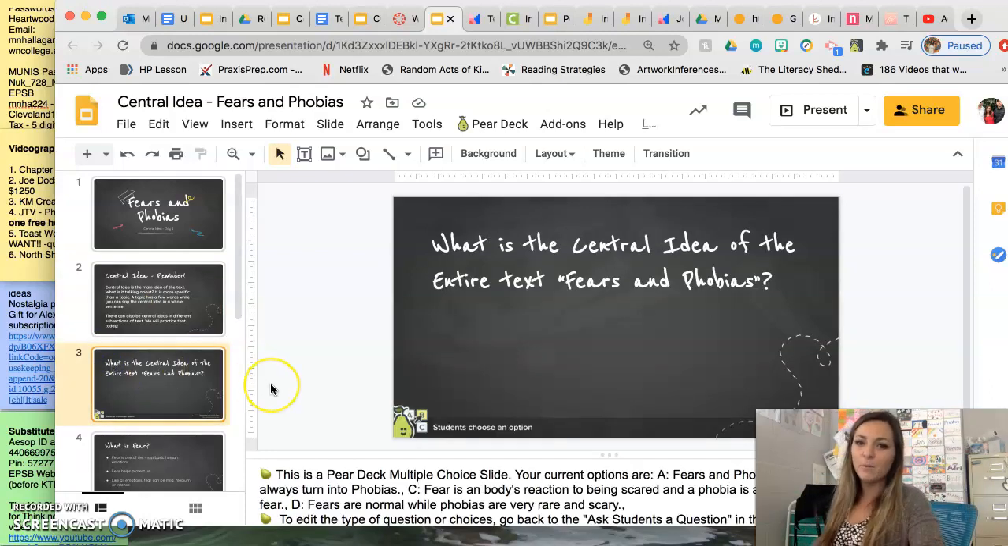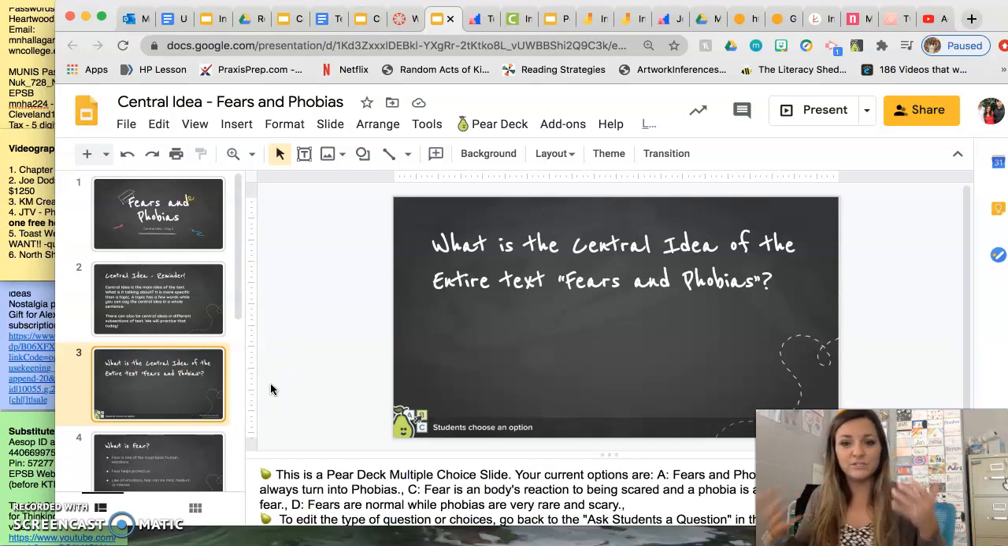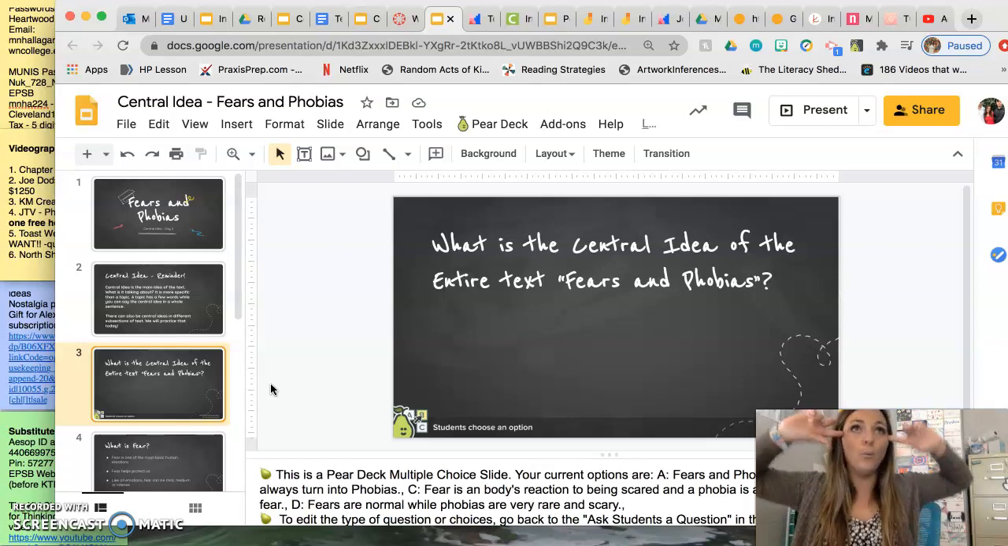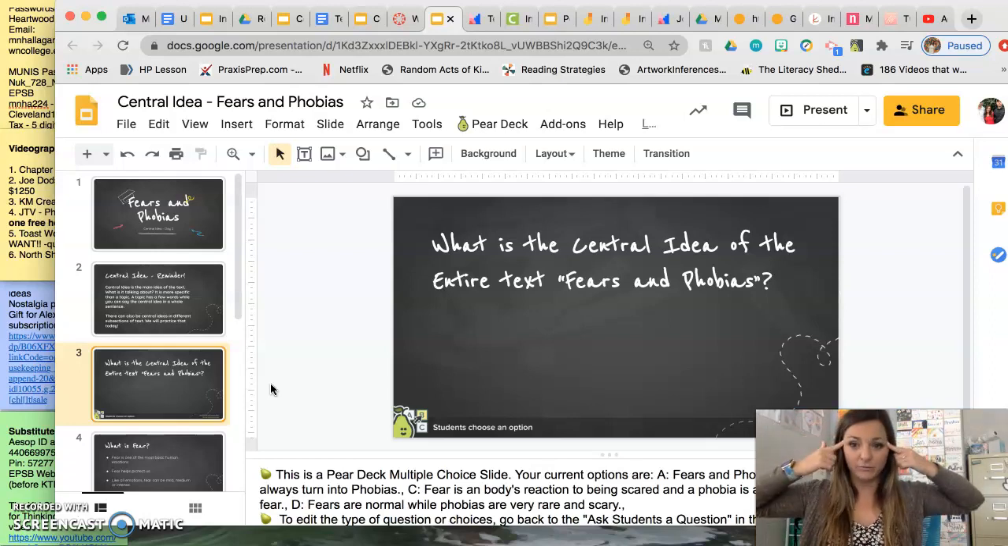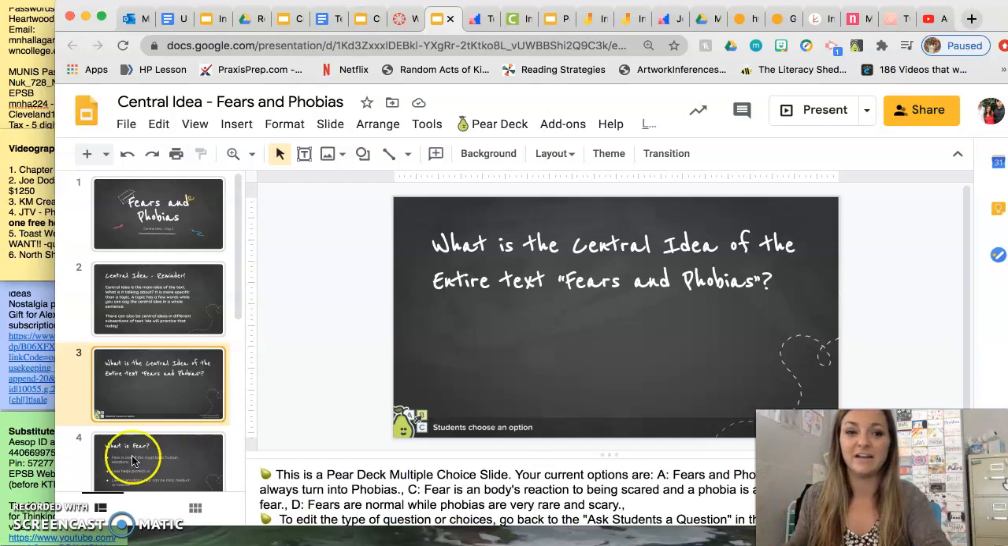And so if I want to know what the central idea of fears and phobias is, I need to make sure that I read all that through. And so the central idea of fears and phobias is that fear is your body's reaction to being scared, and a phobia is an irrational extreme fear. And so you are looking at the whole text and you're thinking, what is this text mostly about? And that's how you think of central idea of the entire text.